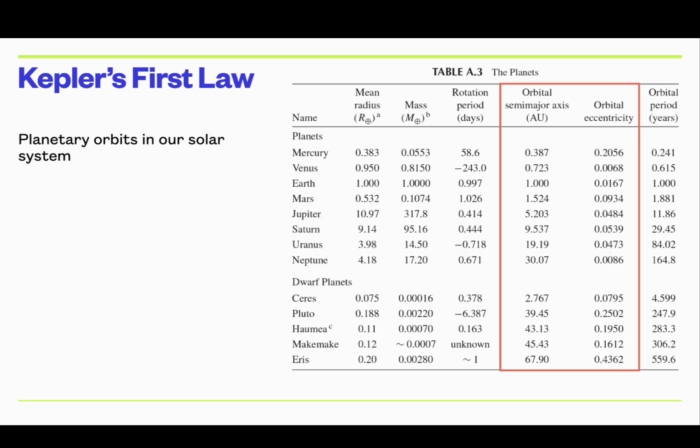Turns out that most planets in our solar system have very small eccentricities, so they're very nearly circular. These are planets from Mercury out through Pluto and the other dwarf planets.